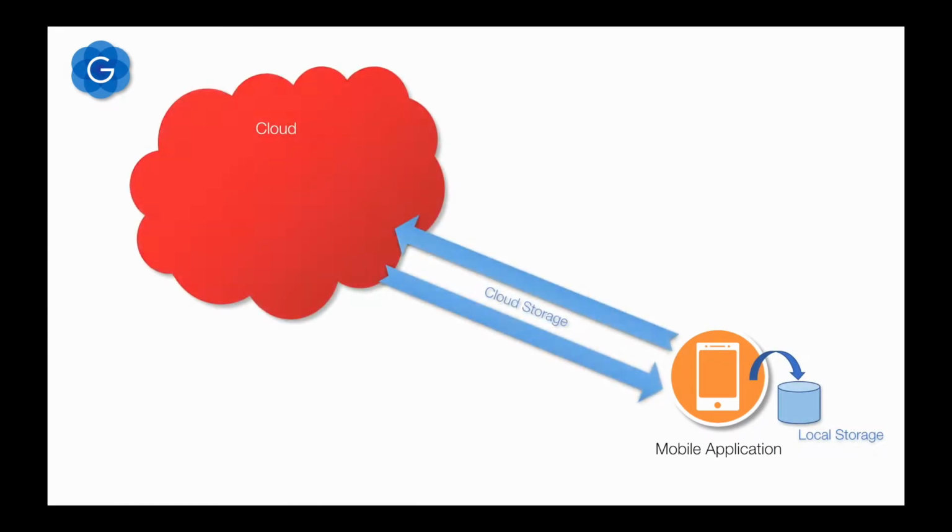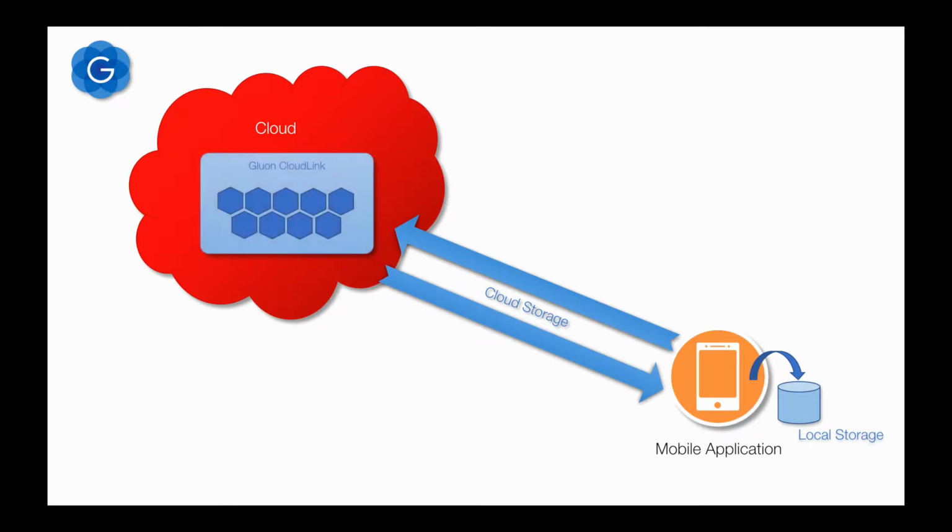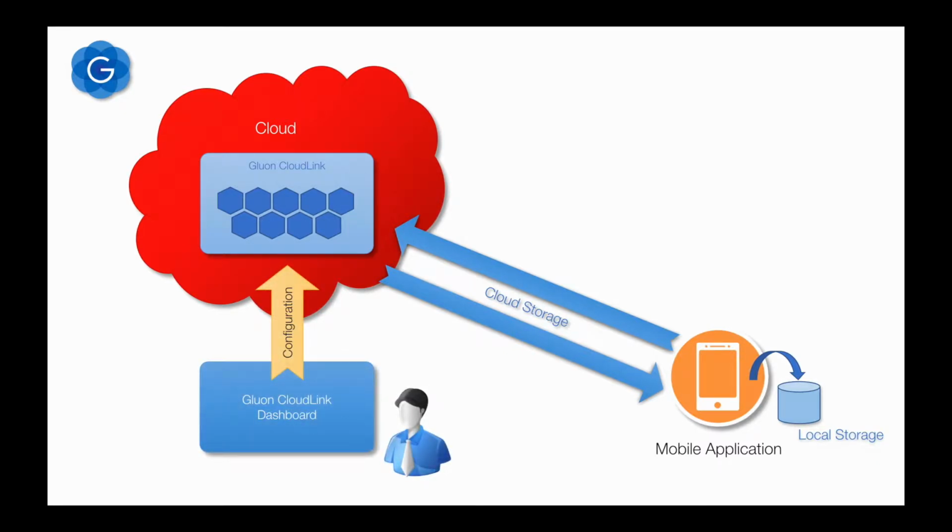Mobile apps use data that often needs to be stored, sometimes only locally, sometimes in the cloud to be shared between different instances, and sometimes both. Gluon CloudLink Data Client is the component that manages data on the client, allowing users to store and synchronize data with different options: device only, cloud only, both.